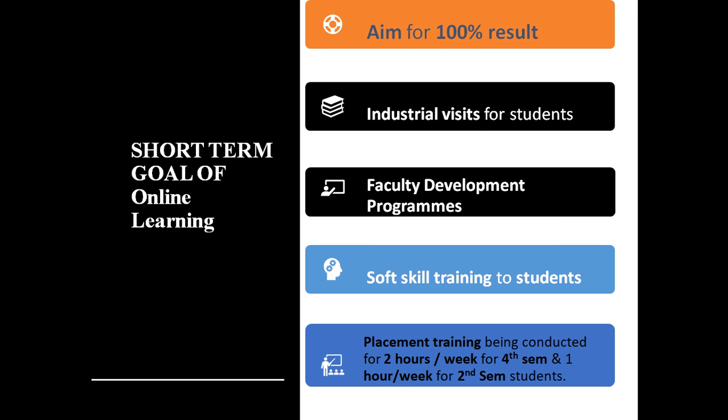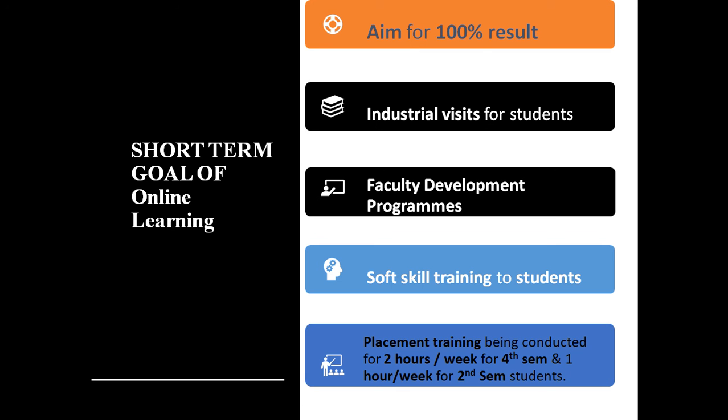Next, short-term goal of online learning. So very important. What exactly is a short-term goal? If I consider any college or institution, they will have a vision, a short-term goal and a long-term goal. But why I'm sharing this is that even in education and learning, as an individual, we should keep some short-term goals. We should shift them to long term.